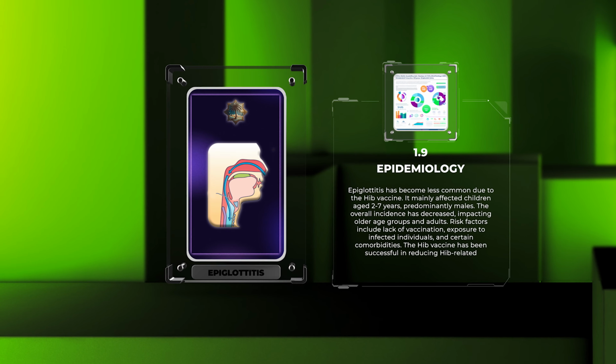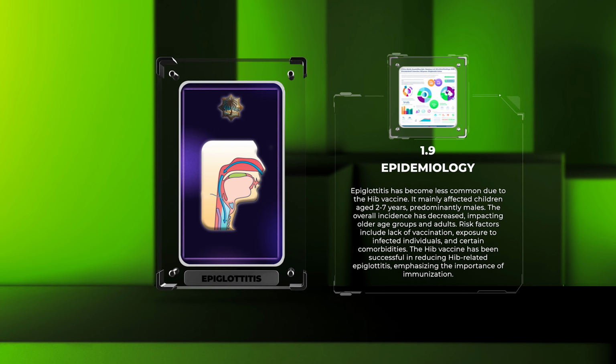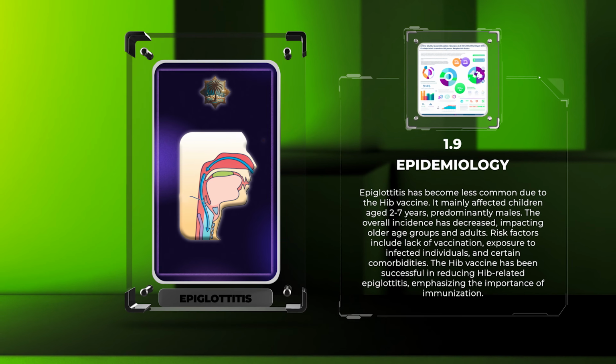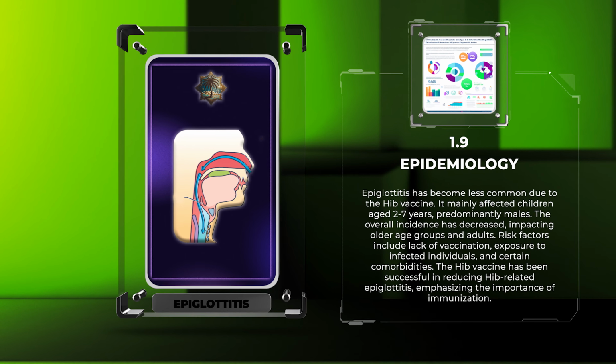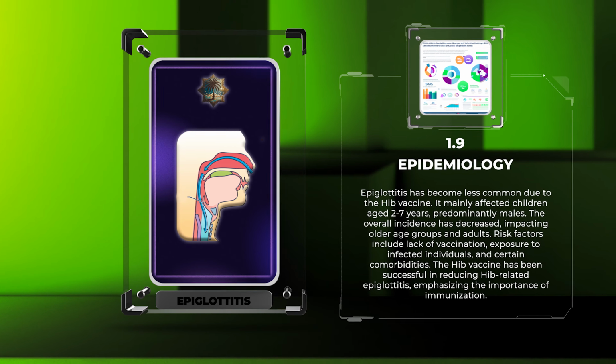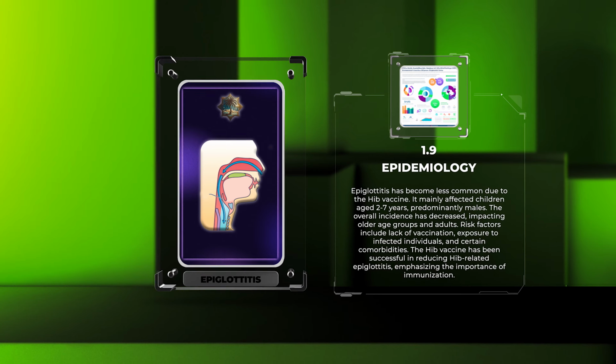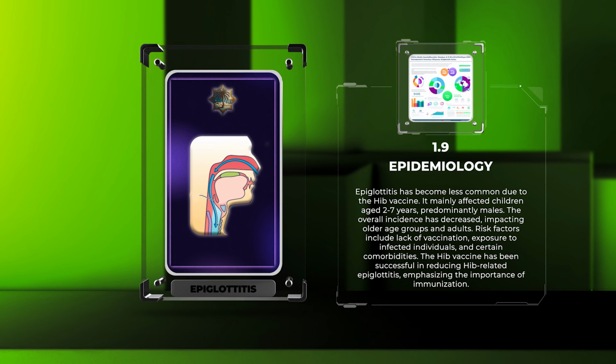Epiglottitis has become less common due to the Hib vaccine. It mainly affected children aged 2 to 7 years, predominantly males. The overall incidence has decreased, impacting older age groups and adults. Risk factors include lack of vaccination, exposure to infected individuals, and certain comorbidities. The Hib vaccine has been successful in reducing Hib-related epiglottitis, emphasizing the importance of immunization.